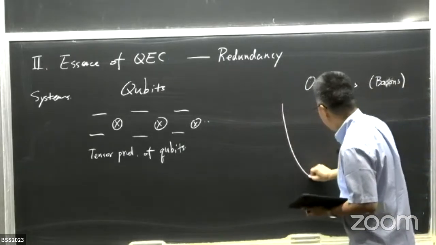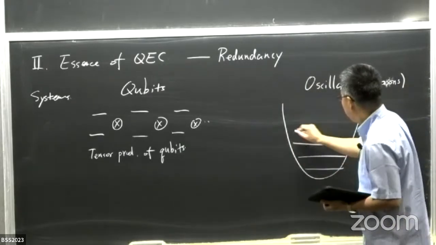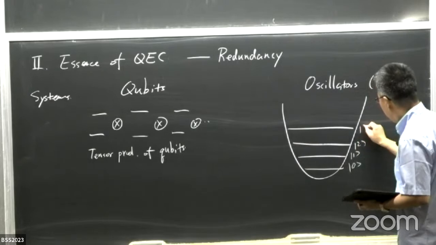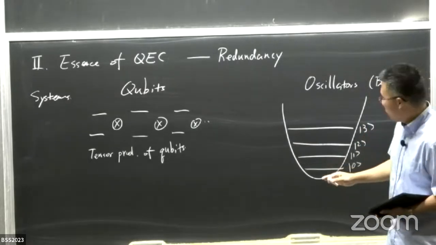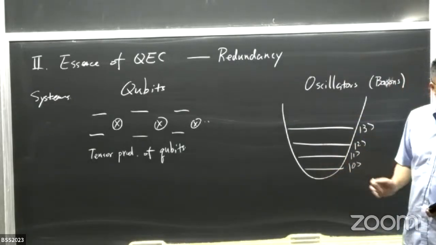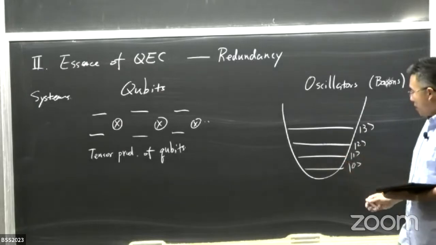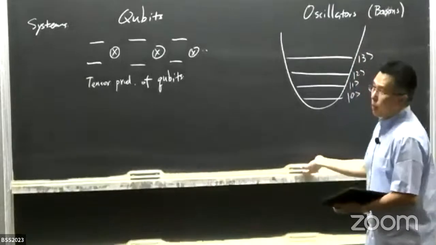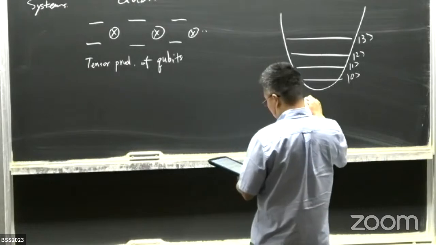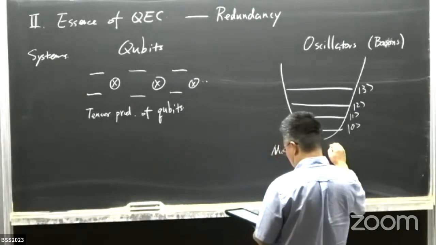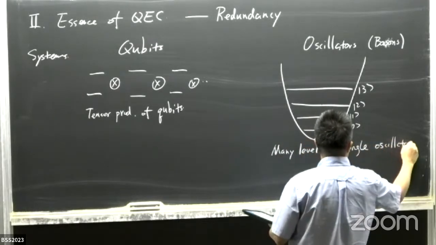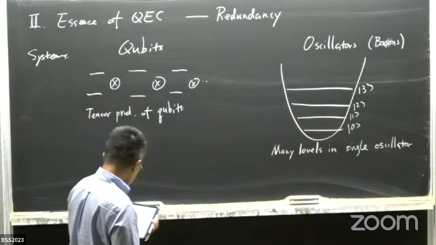even with a single harmonic oscillator, we already have many energy levels. So in principle, we already have the redundancy to encode, say, a two-level system using a harmonic oscillator. And that redundancy, in some sense, already implies we can probably do some error correction schemes that help us suppress errors. So, many levels in a single oscillator.